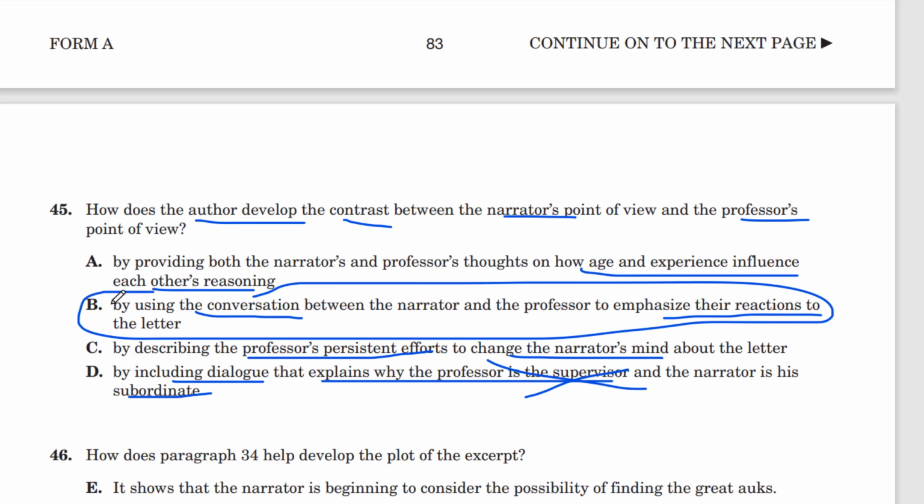B is the best answer for 45. It's the dialogue. That's the technique that the author uses to develop the back and forth, different points of view between the narrator and the professor.